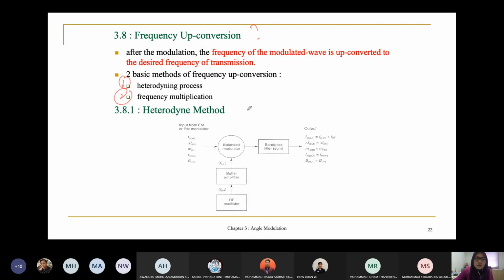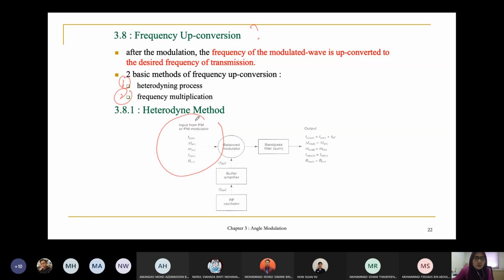This is the input from the FM or PM modulator. From the FM/PM modulator, we have these parameters: the carrier frequency, the frequency deviation delta F, the modulation index m, the modulating signal frequency fm, and also the bandwidth.